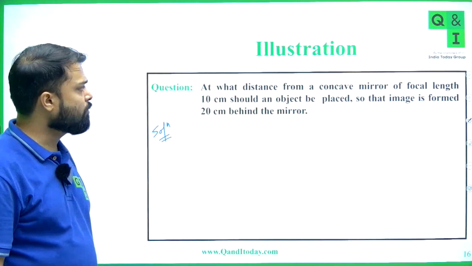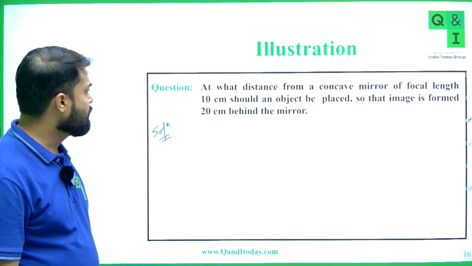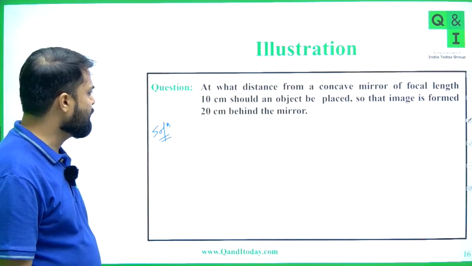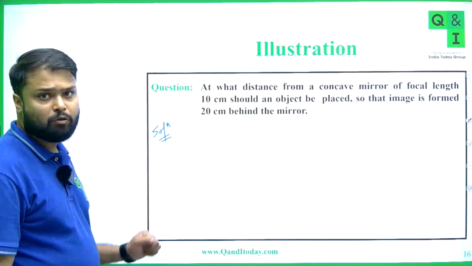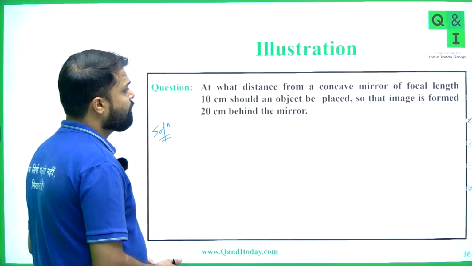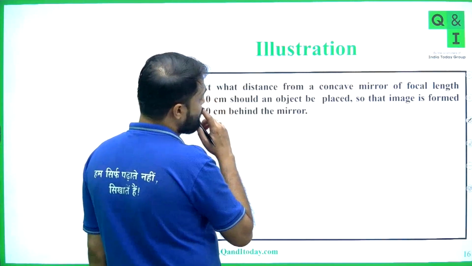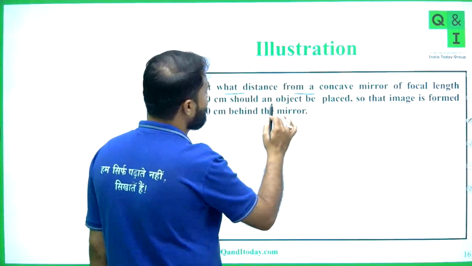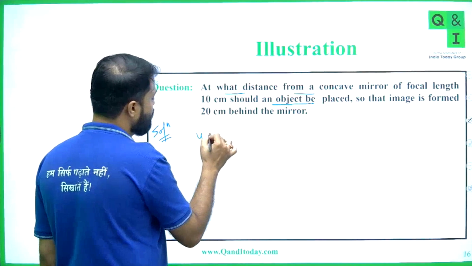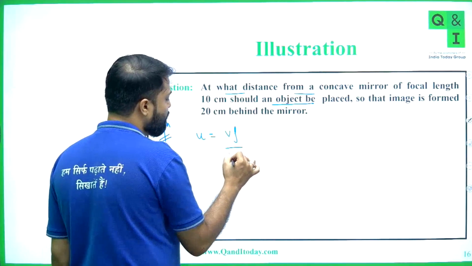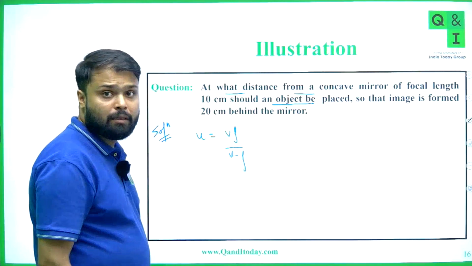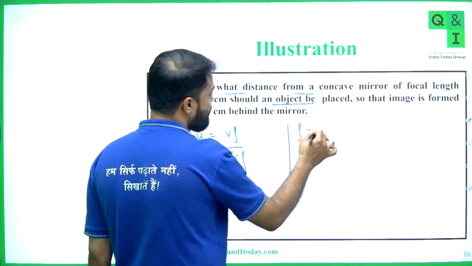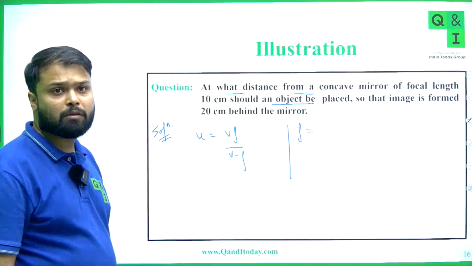At what distance from a concave mirror of focal length 10 centimeters should an object be placed so that the image is formed 20 centimeter behind the mirror? Now you can actually solve this question also. What is being asked in the question? At what distance from a concave mirror of focal length should an object be placed? That means we have to find the value of U. We know that U is equal to V into F upon V minus F. Yes or no? And for a concave mirror, is F positive or negative?